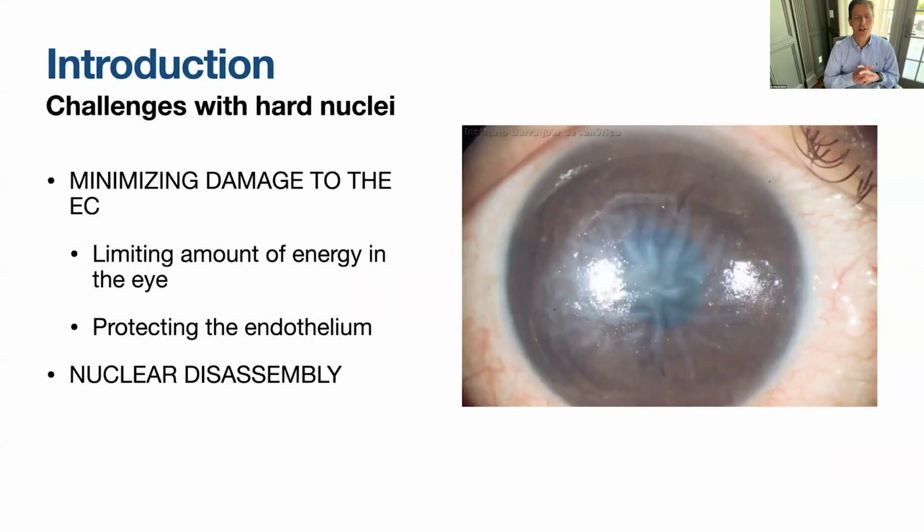So what are the challenges with hard nuclei? Basically, there are two main challenges. One is minimizing the damage to the endothelial cells. Because these cataracts are so hard, we're gonna need large amounts of energy. We're going to be manipulating inside of the anterior chamber, and hence we have to limit the amount of energy in the eye, and we need to protect the endothelium. And the other challenge with dense nuclei is disassembling the nucleus, because it's so dense that fracturing it is sometimes difficult and hard to achieve.